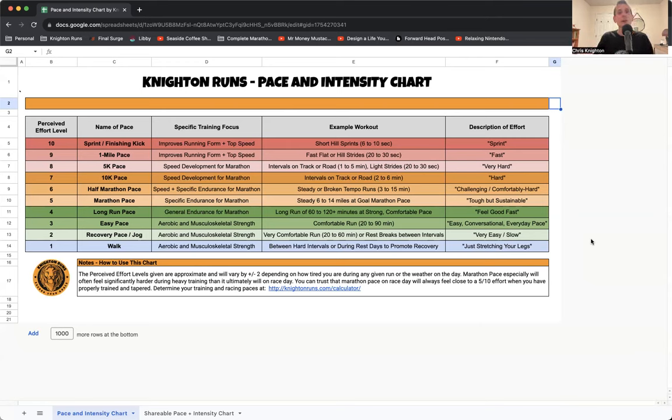All right, so that is it for today. That's the Knighton Runs pace and intensity chart. And I think that this is going to be really helpful when it comes to conceptualizing all the different training paces and understanding how fast you should be running at different times, and being able to give a clear name to each pace that you're doing and understand how it all fits into your overall training program. Hope this helps.